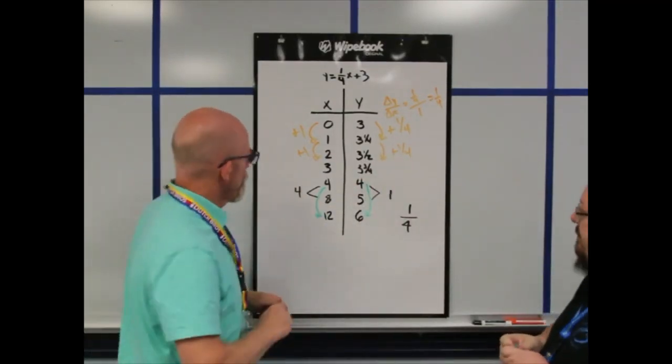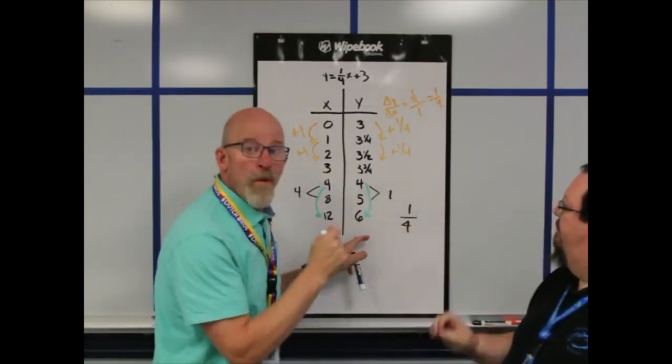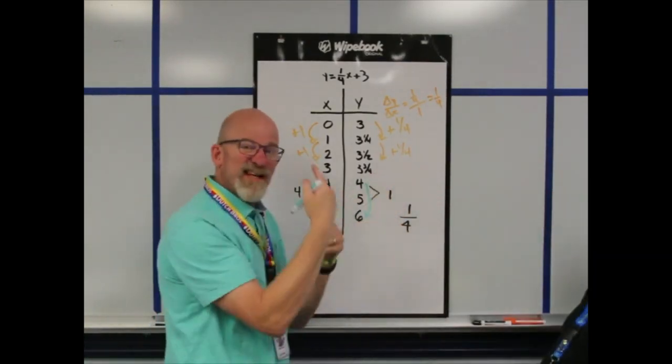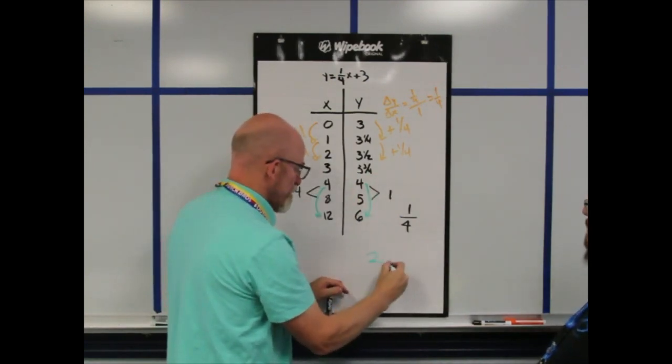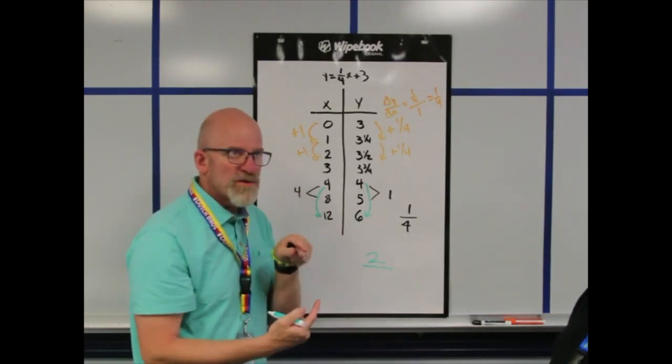Let me do that. You do that. So, with the blue, the change in y from 4 to 6 is 2. And then the change in x from 4 to 12 is 8.